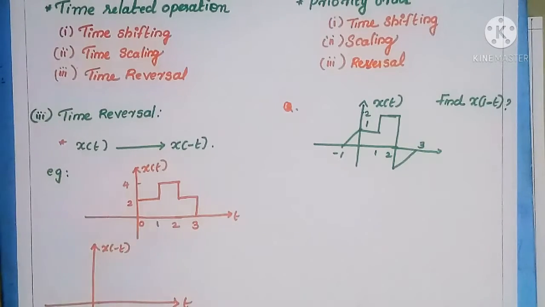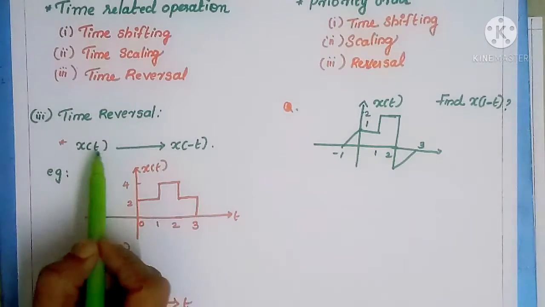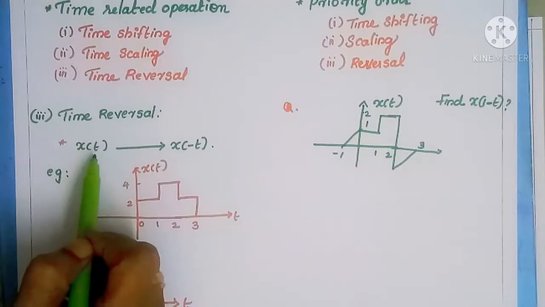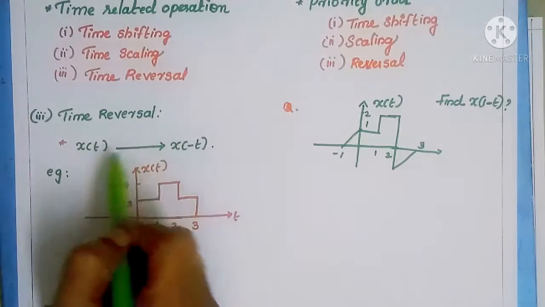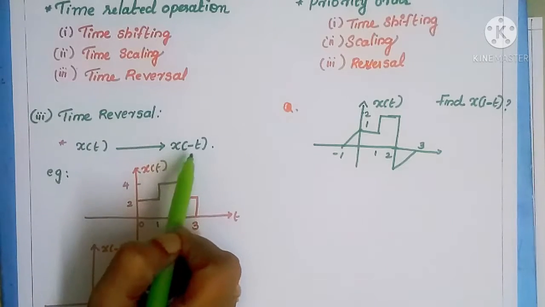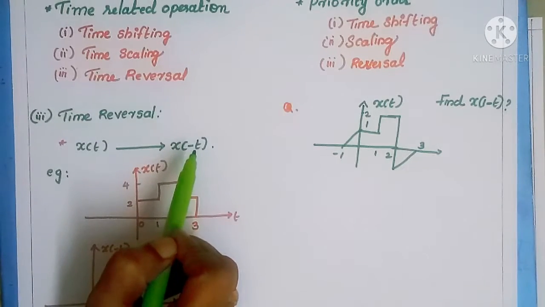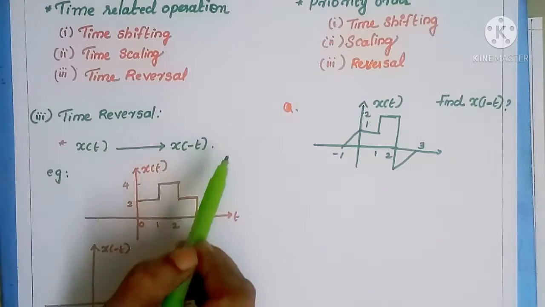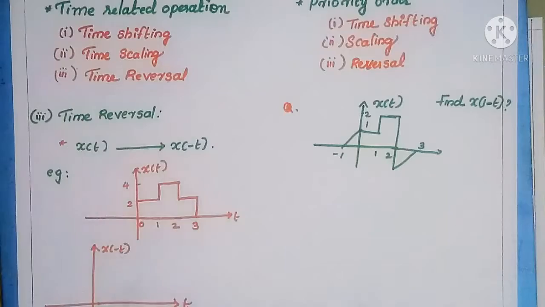Time reversal means, simply, we are only changing the sign of t. That means if we have an input signal x of t, we change the sign of this t. So after time reversal we will get x of minus t. That means we will get a mirror image of our input signal. So this is the time reversal operation.